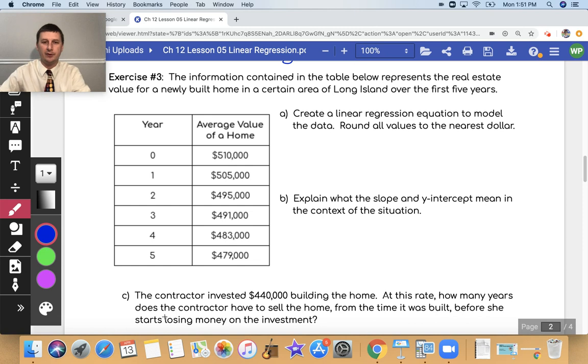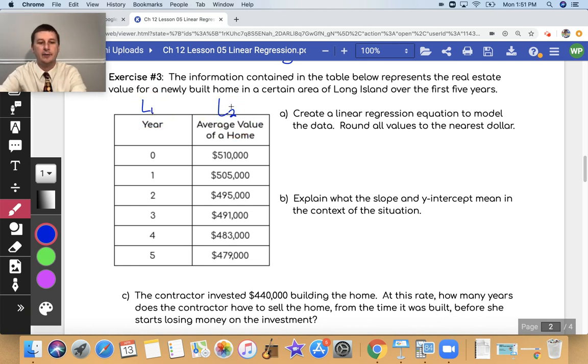In exercise number 3, it says the information contained in the table below represents the real estate value for a newly built home in a certain area of Long Island over the first 5 years. Create a linear regression equation to model the data. Round all values to the nearest dollar. So we're going to be rounding to the nearest dollar, not the nearest cent. And we're going to be putting this in our first list and this in our second list.